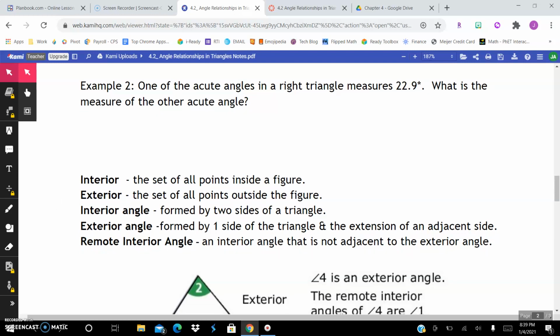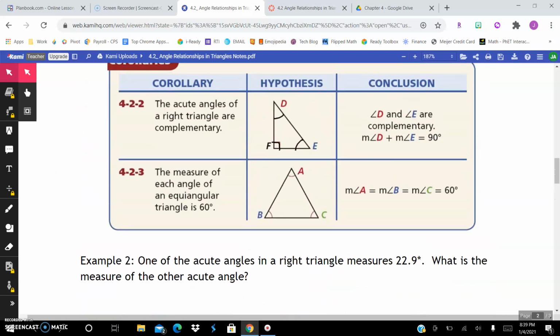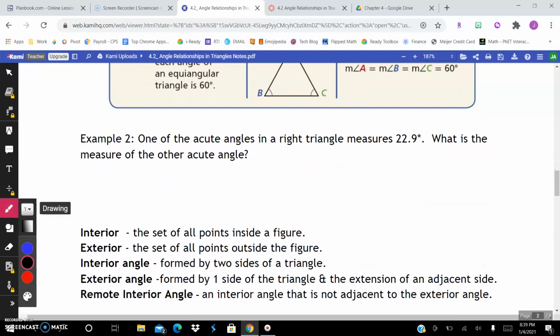Now in example 2 here, we're going to say that one of the acute angles in a right triangle measures 22.9 degrees. What is the measure of the other acute angle? Well, we just got done talking about that they have to equal 90 degrees. The two acute angles have to equal 90. So then we just have to figure out what's missing to make 90 degrees here. So we are going to do 90 minus 22.9. So I'm going to have to do some borrowing.